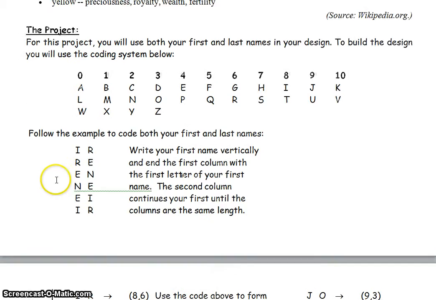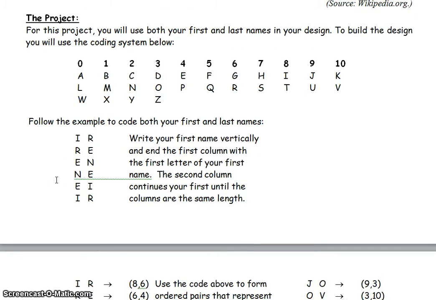Now, talking some specifics on how to get started. For this project, we use both your first and last names in your design. To build a design, you use the coding system below. So if you look, you have the numbers 0 through 10, and you have different letters below them. Okay, so that means that A, L, and W are all represented by 0. B, M, and X are all represented by 1, and so on and so on.